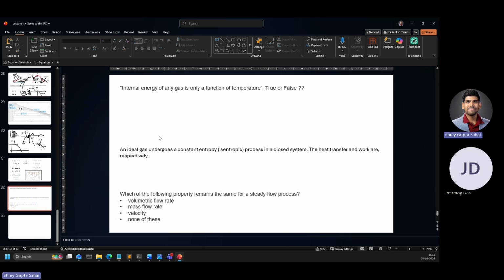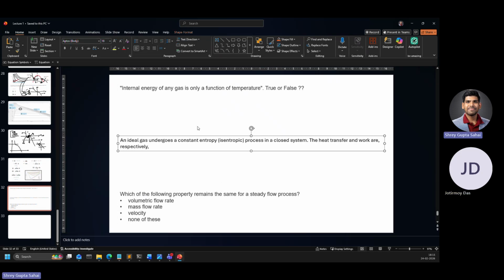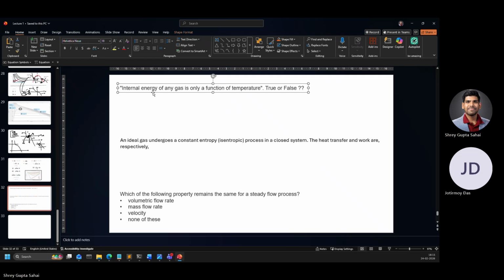So, a couple of objective questions first. Internal energy is a function of only temperature. Is that true or false? Internal energy, function of temperature. Yeah, I think the option is true. So this is false. False. Okay. It's not only temperature. So when is it?